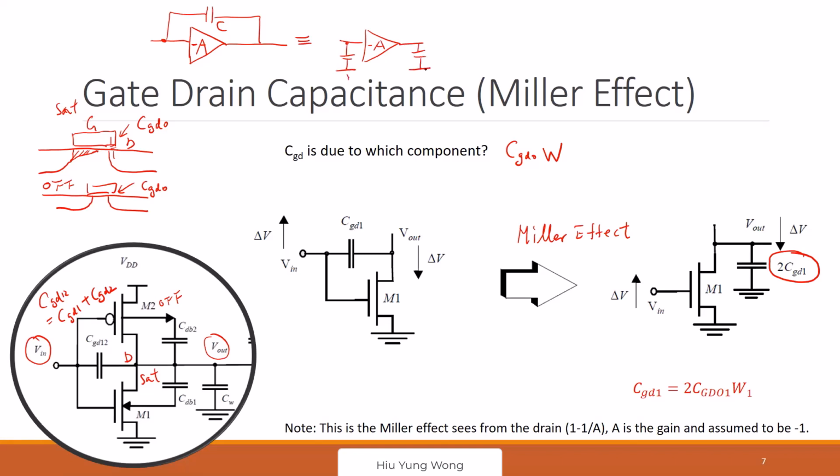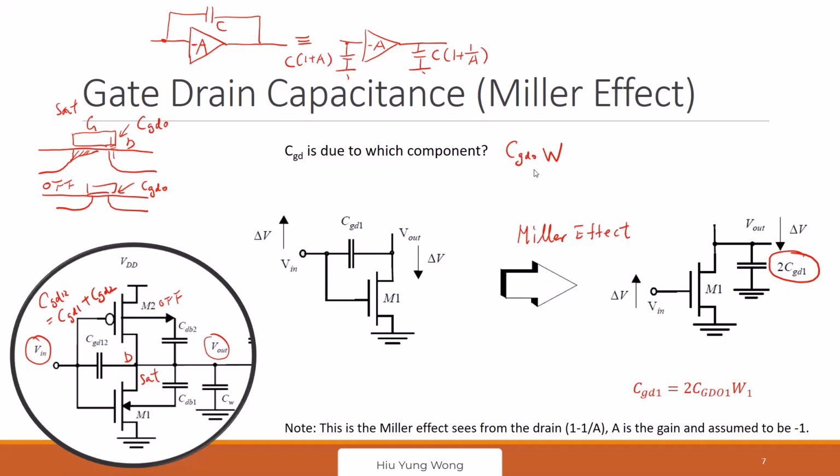I can decompose this one into 2 capacitors, with this one being 1 plus 1 over A, and this one being 1 plus A times C. Okay, this is the Miller capacitor, right? Have you learned this before? Anyone who has learned this before? Yes, Professor. Very good. Okay, any other people?